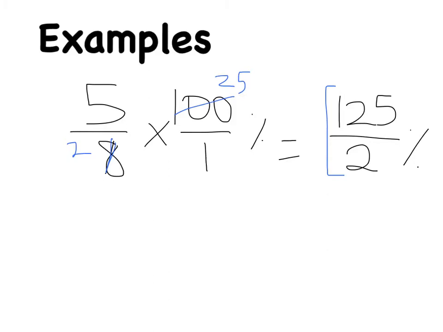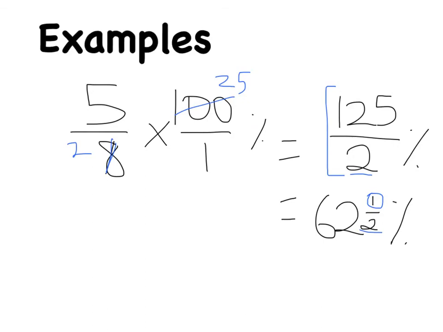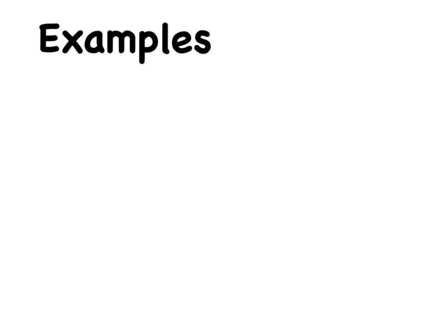Why do I know how to do that? Because I've already learnt it in a previous lesson. So 2 goes into 125 62 times with a remainder of 1 on 2, because my remainder goes as my numerator in my mixed numeral and my denominator stays the same. And I make sure that's 62.5%. Okay? 62.5%. That's 5/8 as a percentage.